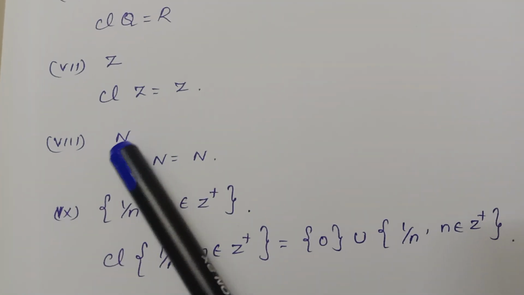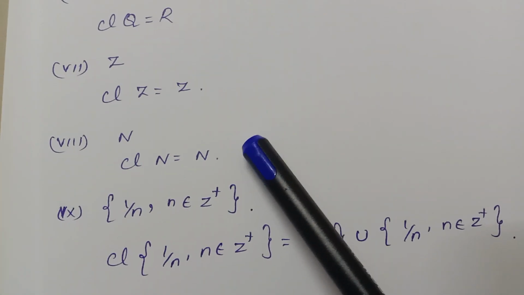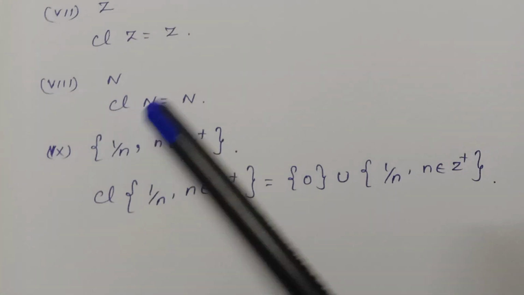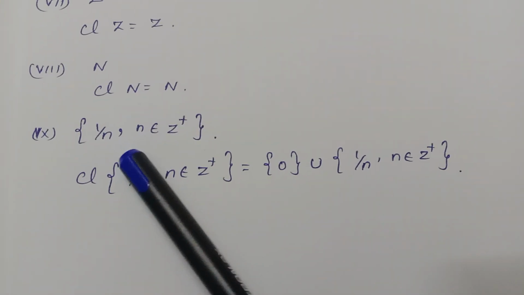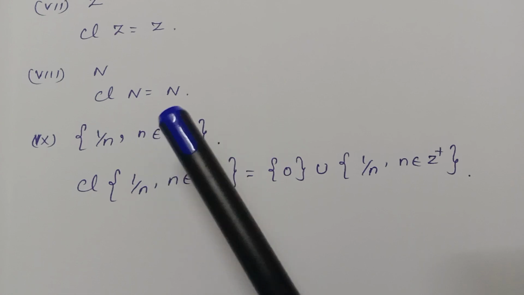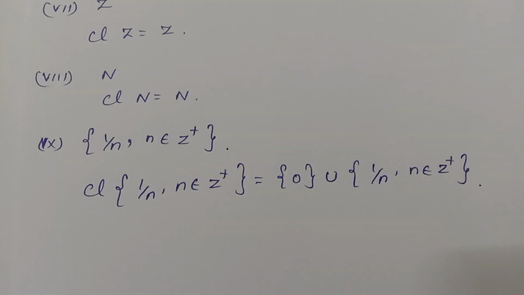Similarly for N also, natural numbers: closure of N equals N union N dash, but N dash, the derived set, is empty, so closure of N equals N only. And the set of all 1 by n, n belonging to Z plus. For this set, 0 is the only limit point, so the closure is equal to singleton 0 union with this set. Okay, that's all.